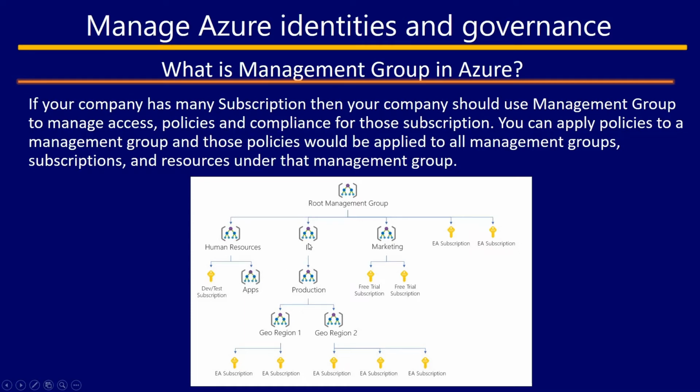a management group. Under IT there is a production management group, and under production we have two management groups. Those are Geo Region 1 and Geo Region 2. Again, subsequently we can see that under Geo Region 1 there are 2 subscriptions, under Geo Region 2 there are 3 subscriptions, and here also under the marketing management group we have 2 subscriptions. So the maximum depth that we can go from the root management group is 6.